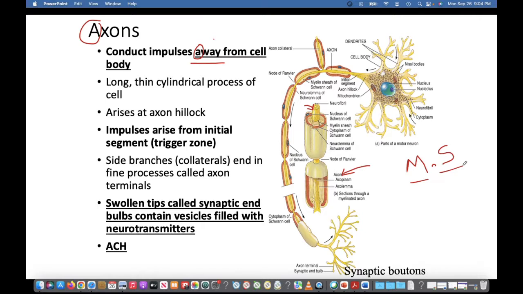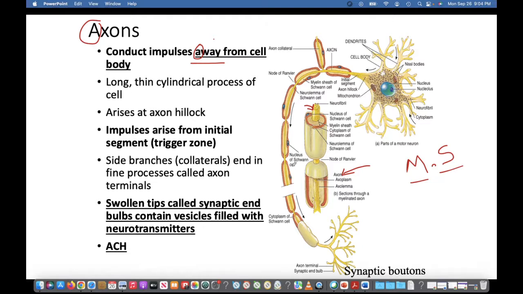Both Schwann cells and oligodendrocytes produce myelin, but it's like real estate, right? Location, location, location. Schwann cells myelinate in the PNS, whereas oligodendrocytes myelinate only in the brain and the spinal cord. Whether there's an autoimmune attack against Schwann cells or oligodendrocytes, it results in demyelination, and it's called multiple sclerosis.